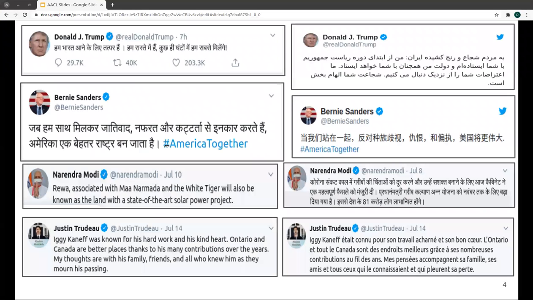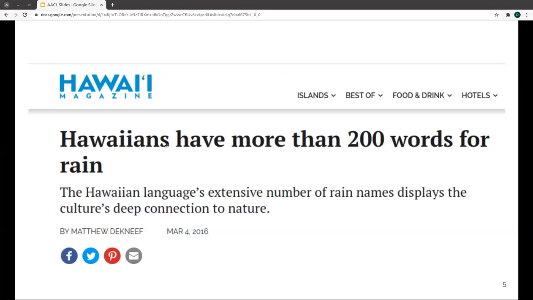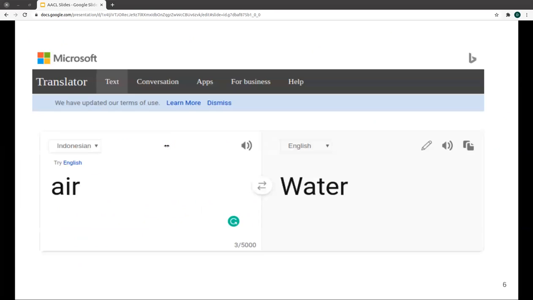Starting with the introduction, as you can see on this slide, politicians across the world often tweet in multiple languages to broadcast their messages. This phenomenon of using multiple languages is known as multilingualism. These tweets are multilingual. People tend to use multiple languages to connect with people of different spoken languages. The challenges of multilingualism can be understood by the fact that Hawaiians have over 200 different words for the word rain, and in Indonesian, air stands for water.